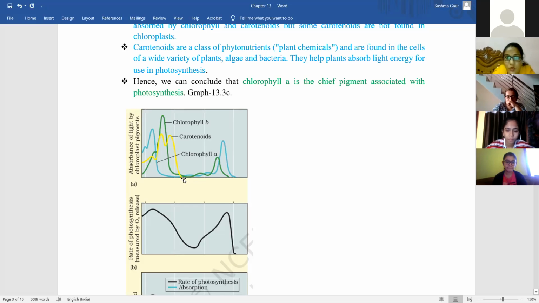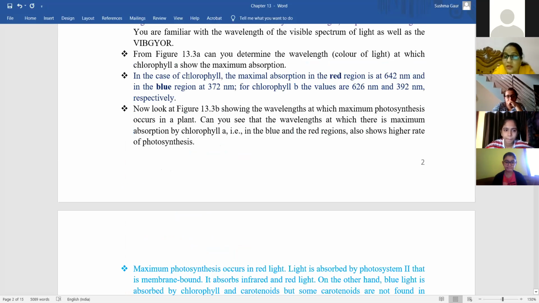So what does this graph mean? In the case of chlorophyll A, the maximum absorption is in the red region and the blue region. In the red region, absorption occurs at 642 nm, and the blue region absorbs at 372 nm of light, whereas chlorophyll B absorbs at 626 nm and 392 nm respectively. These are the absorption peaks for chlorophyll A and chlorophyll B. So you have to remember these values.